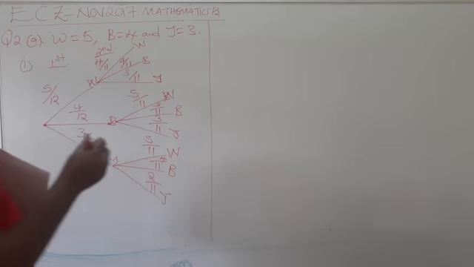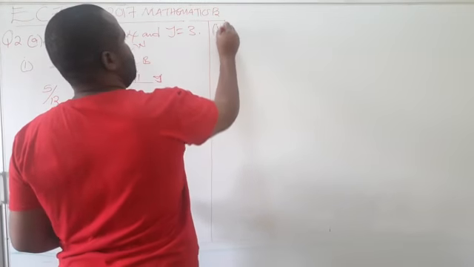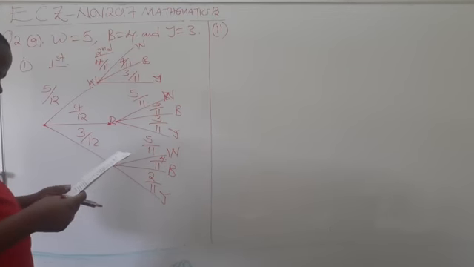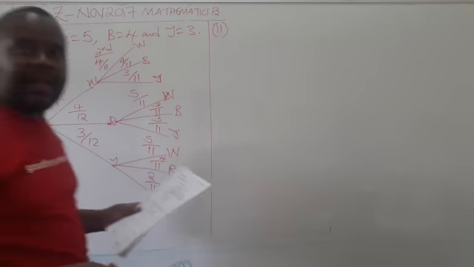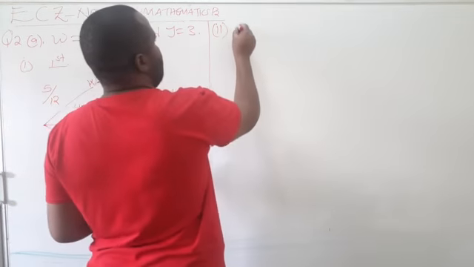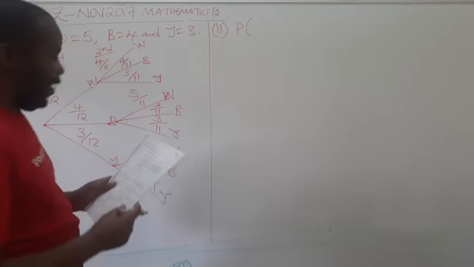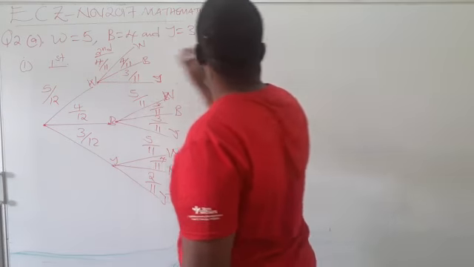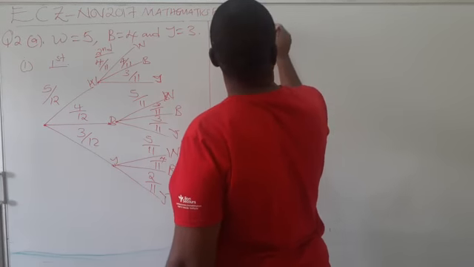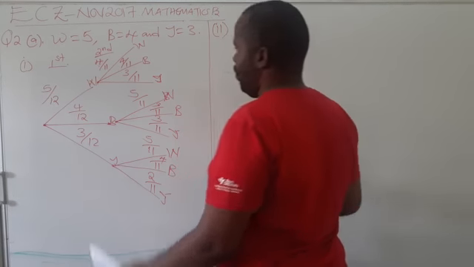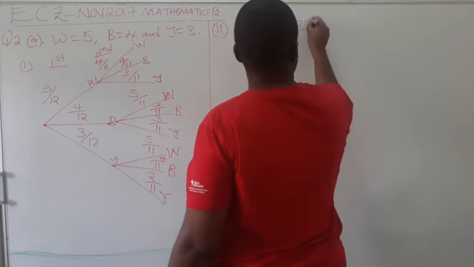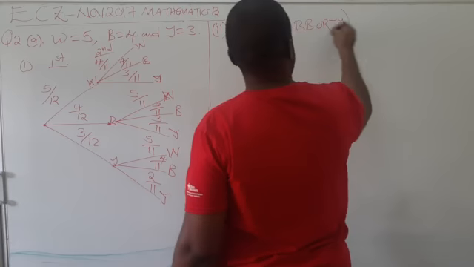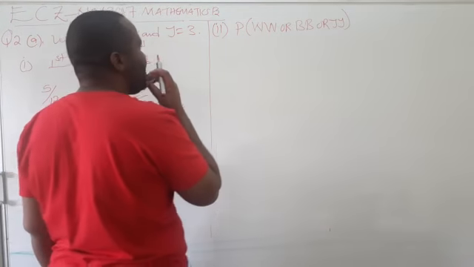Okay. So we go to Roman numeral 2. What is Roman numeral 2? Find the probability of selecting pieces of chalk of the same color. What does it mean? You are going to get white, white. Alright? Or you get blue, blue. Or you get yellow, yellow. By all, we are recognizing that these are mutually exclusive.